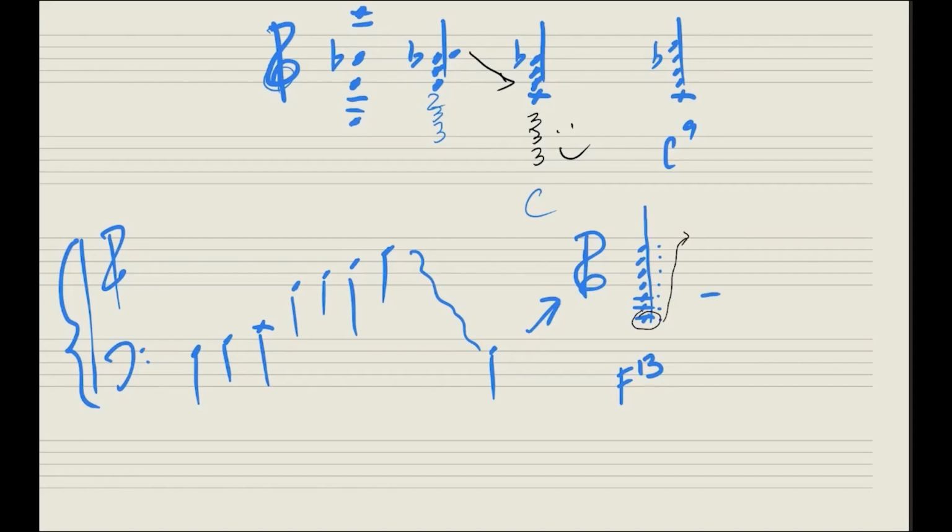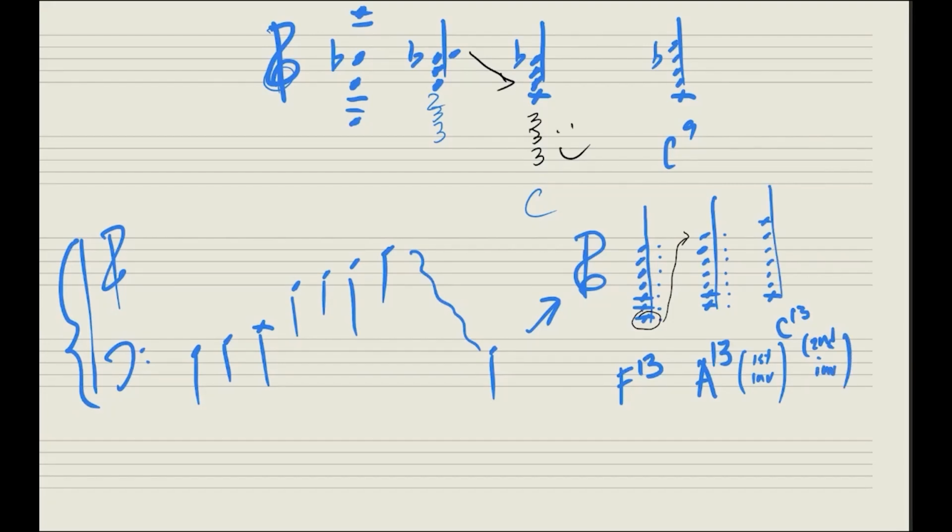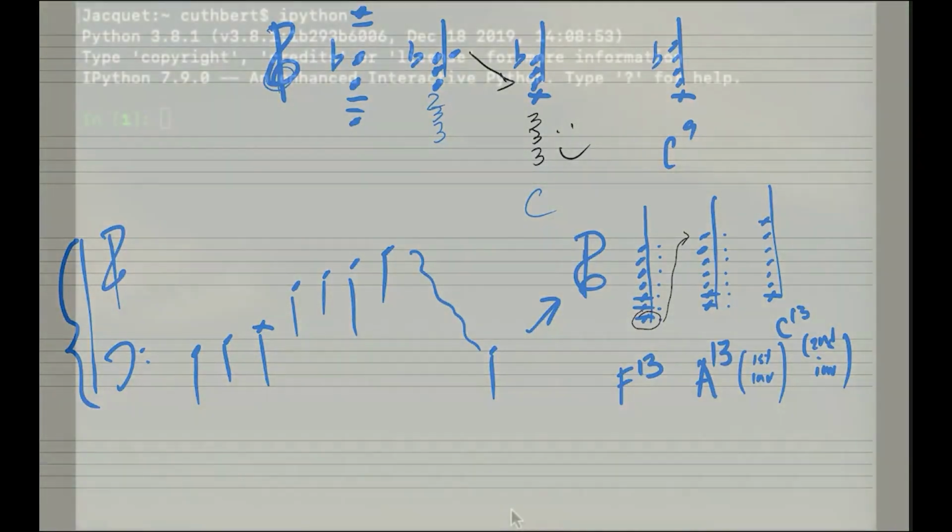But now let's take the root and we'll move it to the top. So we'll start on A, C, E, G, B, D, F, and hey, that's also stacked thirds. So our original chord could be an A13 chord in first inversion. I don't know what the figured bass symbol is for that. But then we can also take the A and put it to the top and see that, hey, C, E, G, B, D, F, A, that's also a stack of thirds. So this is a C13 chord in second inversion.